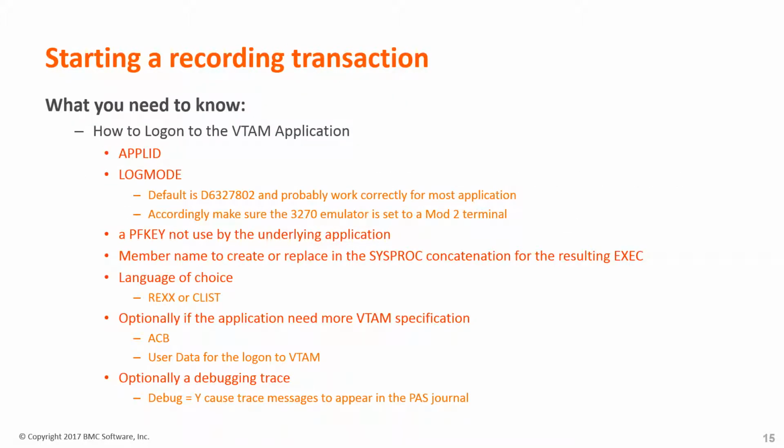So before you start your VTAM recording session, you need to know the APPLID of the application itself, and the log mode. Make sure your terminal is a 3270 Model 2, works best. You need a PF key not used by the underlying application, which by default we want to be PF11. We need to have the name of the member. That's going to be the name of the exec that we're going to generate. We, of course, need to know whether we're going to write REXX or CLIST. If you can't use the APPLID, then we're going to need the ACB and optionally some user data required to log on to VTAM. And that should do it.